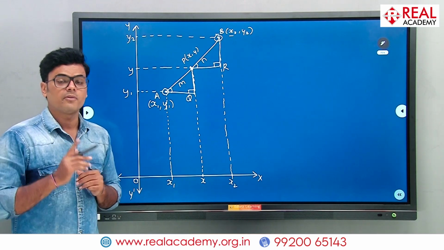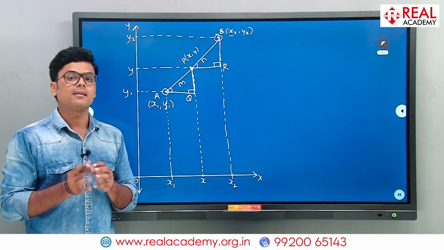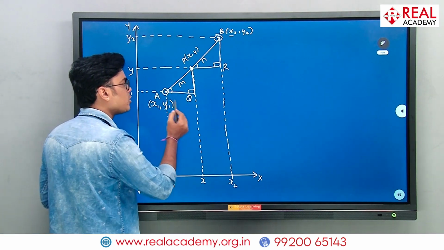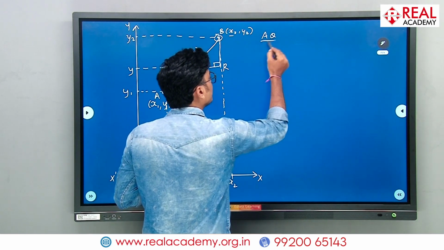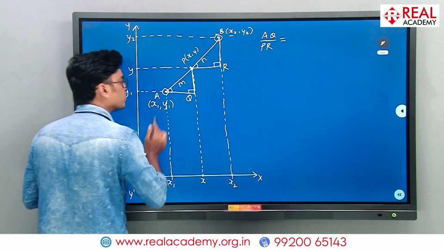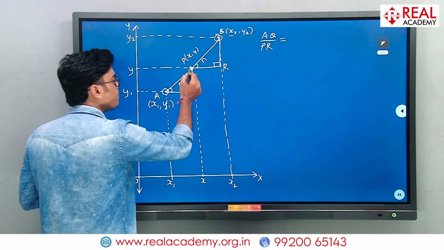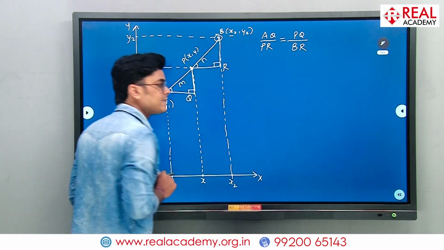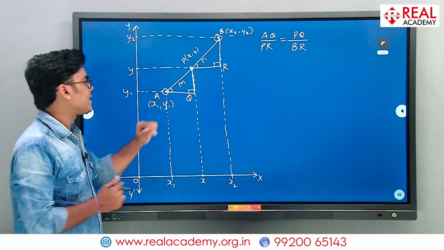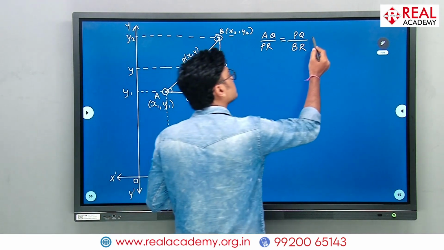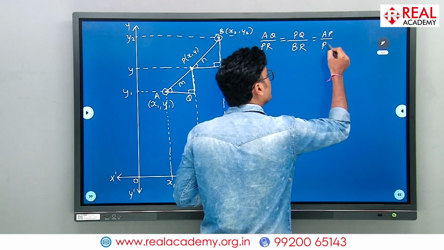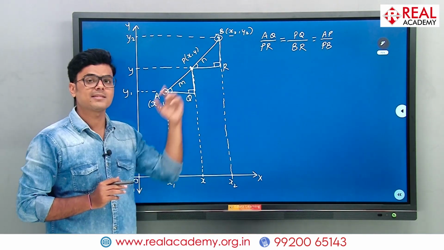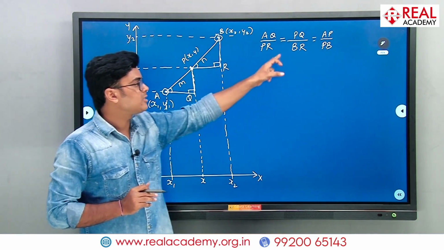In similar triangles, we also know one more thing, that the ratio of their corresponding sides is equal. For example, AQ upon PR will be equal to PQ upon BR. Correct? The ratio of corresponding sides is equal. And the third side is AP upon PB. So these three ratios will be equal because these two triangles are similar. Correct? Now we'll find out the lengths of these sides.